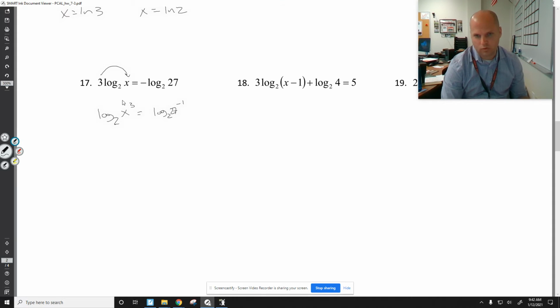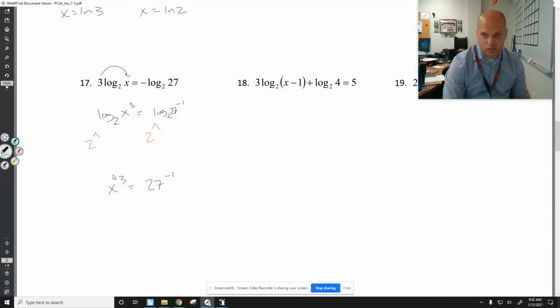27 to the negative first is 1 over 27. You can rewrite it like that. You can worry about that later. Now we can get rid of the log base 2. Get 2 to the log base 2 of x cubed, which is just x cubed. x cubed equals 27 to the negative first.